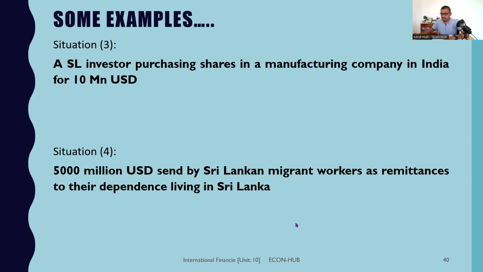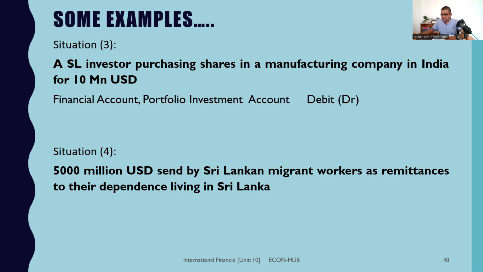Portfolio investments. Okay. So we are investing. So financially, there's an outflow, but we are acquiring something, right? So therefore, the first entry should be a what entry? Debit entry, financial account, portfolio investment account, right? Look at the monetary inflow, monetary outflow. That's the key. Don't get confused there, right?